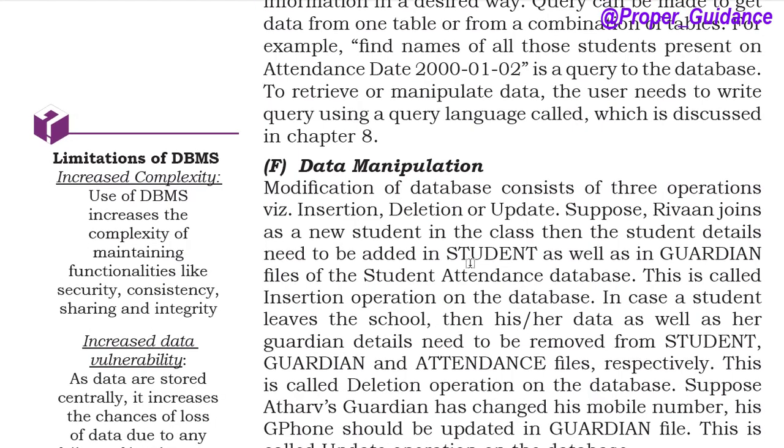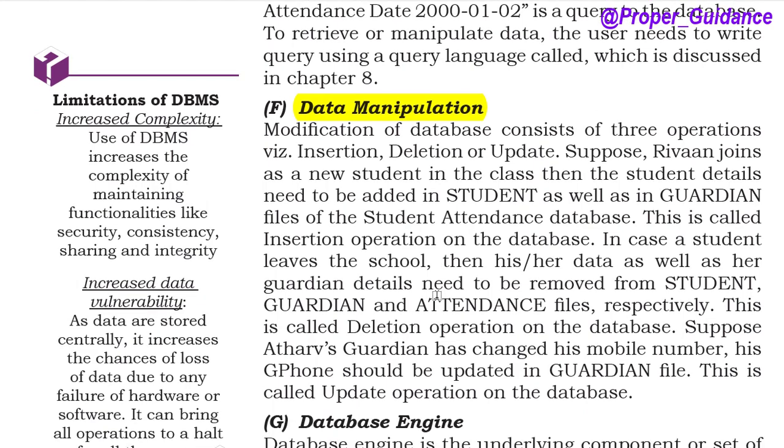Data manipulation. What is data manipulation? Modification of a database consists of three operations: insertion, deletion or update. Suppose a new student joins the class, then the student details need to be added in the student as well as in the guardian files of the student attendance database. This is called insertion operation of the database.